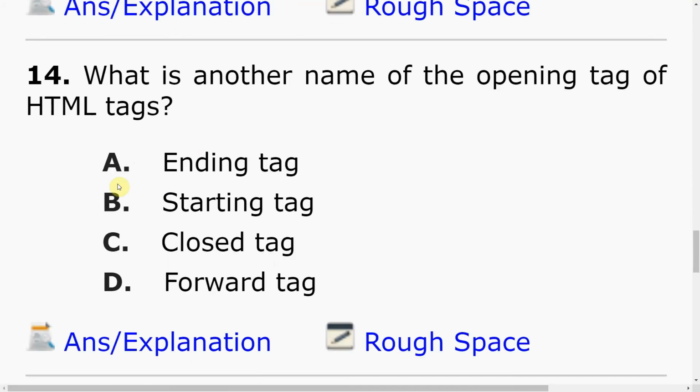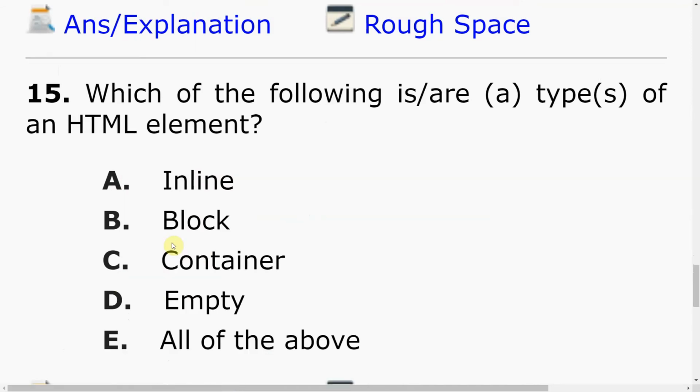Question number 14. What is another name of the opening tag of HTML tags? A. Ending tag, B. Starting tag, C. Close tag, and D. Forward tag. And the correct answer is starting tag. And now the last question. Which of the following are types of an HTML element? A. Inline, B. Block, C. Container, D. Empty, E. All of the above. And the correct answer is E.